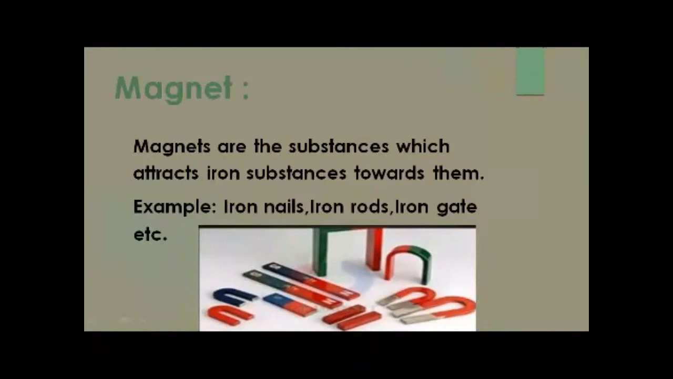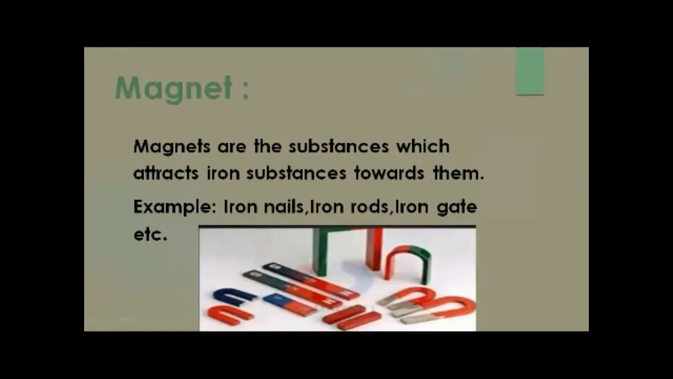Students, do you know what magnets are? Magnets are substances which attract iron substances toward them. Magnets can push or pull things without touching them. They are made of certain metals like iron and steel. They come in many shapes, sizes and strengths. On your screen you can see different types of magnets. They are all different in their shapes, sizes and strengths.